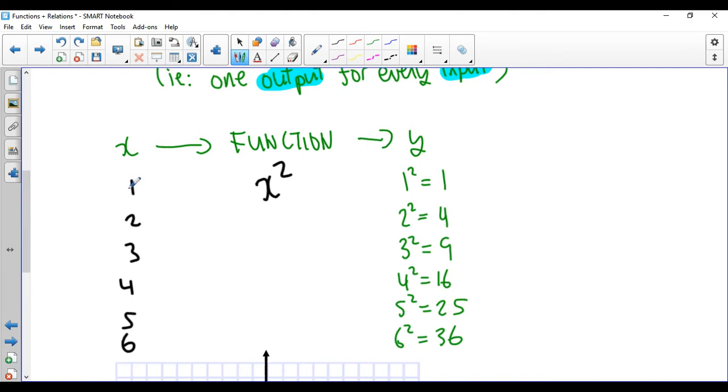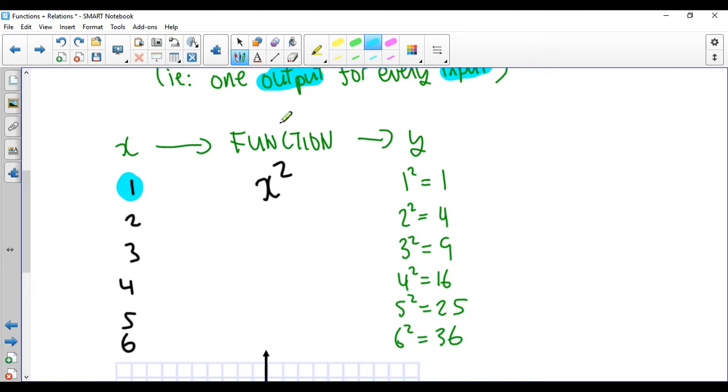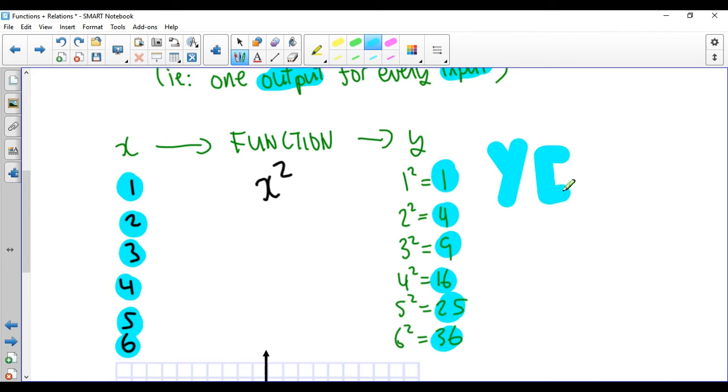So if x is 1, there's only one output, which is 1. x is 2, there's only one output. When x is 3, there's only one output. When x is 4, there's only one output. When x is 5, there's only one output. When x is 6, there's only one output. So the example that we look at is a function. These inputs, 1, 2, 3, 4, 5, 6, when they're squared, that is a function.